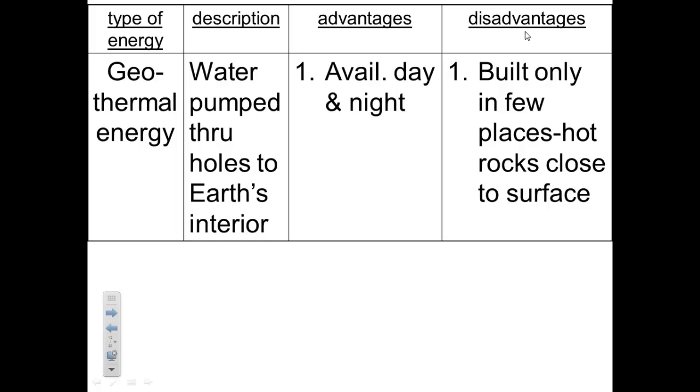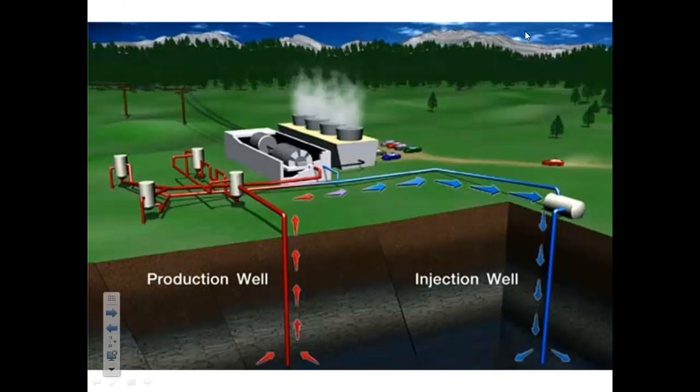The hot water or steam rushes back to the surface and is used to make electricity. Geothermal energy has many advantages. Unlike solar or wind energy, geothermal energy can make electricity all day and all night, all year long. However, these power plants can be built in only a few places in the world where very hot rocks are close to the Earth's surface. And also, some pollutants may be found in the steam of the geothermal power plants. Here's how a geothermal power plant works.